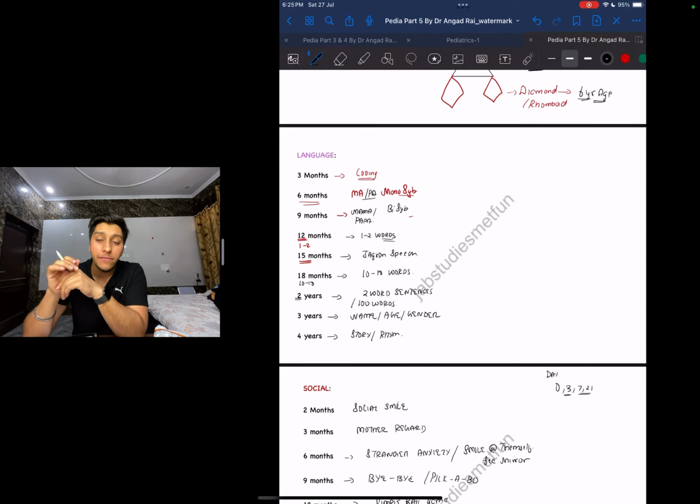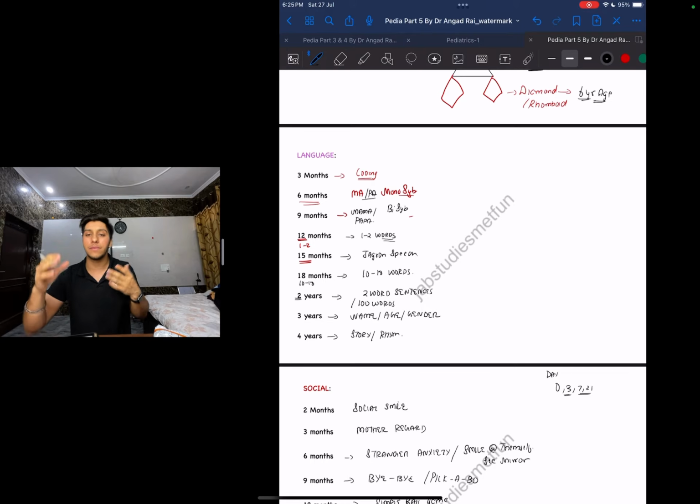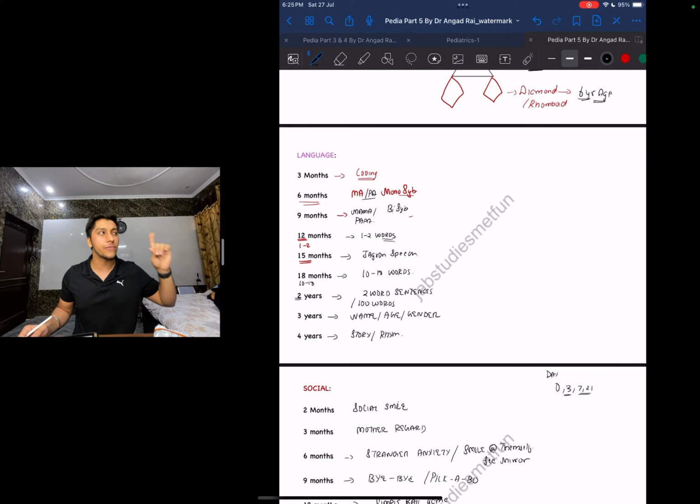By 15 months the baby will be able to have jargon speech. What is jargon speech? It is like the baby is speaking something but you are not able to comprehend it. They are just trying to speak something but you are not able to understand. That is jargon speech. What time? 15 months. Remember what is there for 15 months in case of gross? That was walking independently. And in fine, at 15 months you were able to scribble, right?